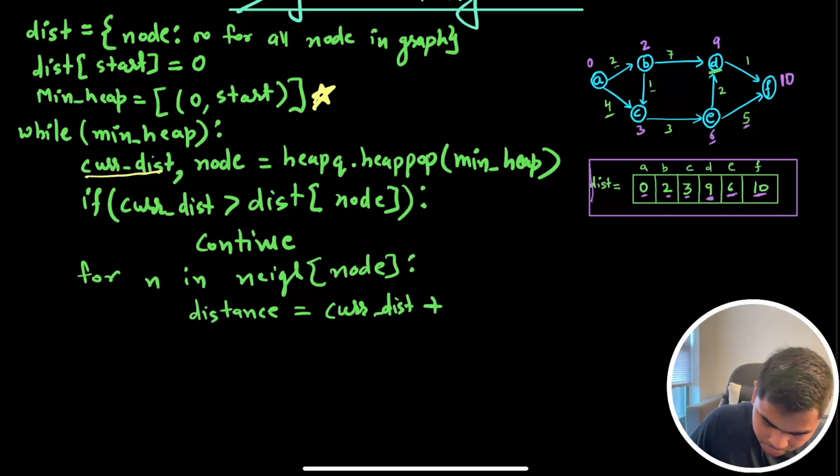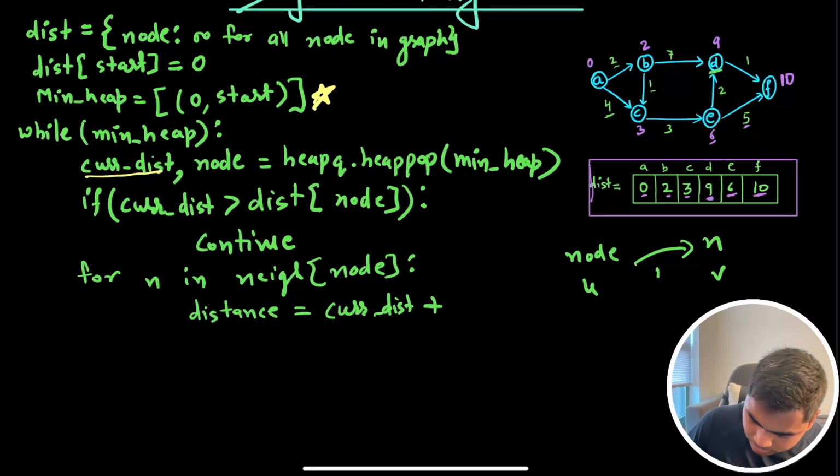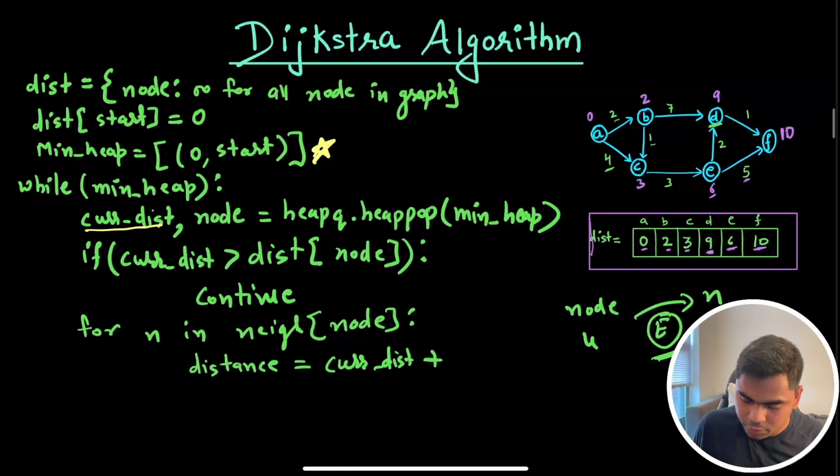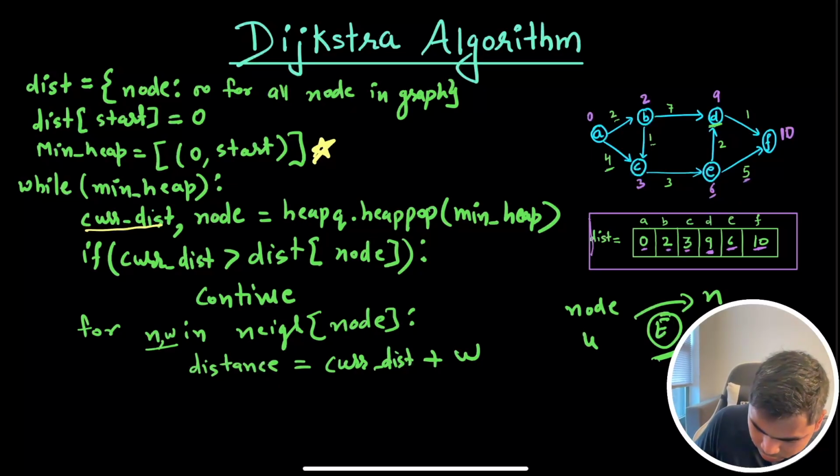So basically this is what I'm talking about. Node u to v, which is this neighbor n. Okay, and this edge is the cost. That will come from the weight that will be given to us. I guess it will come with the neighbor. Okay, so n and w in neighbor. So I'll just call it w.